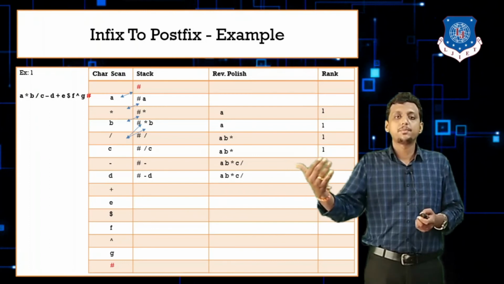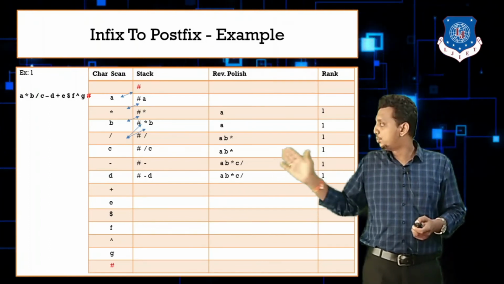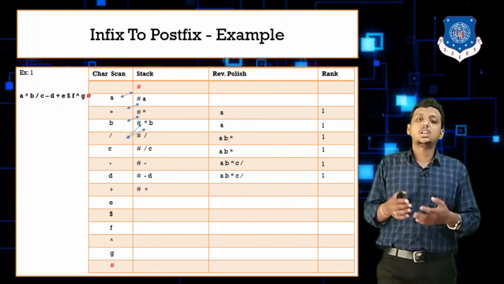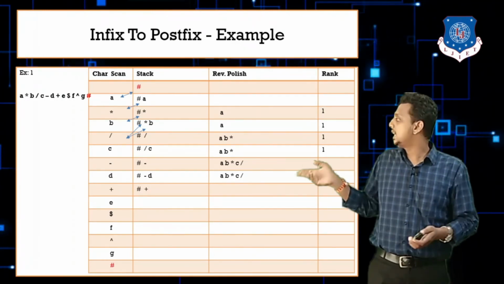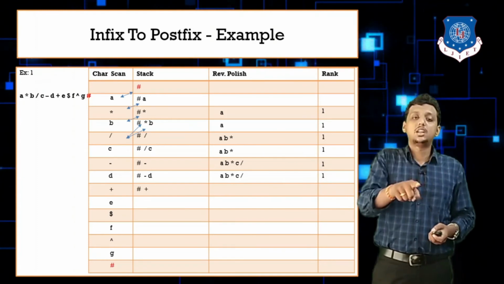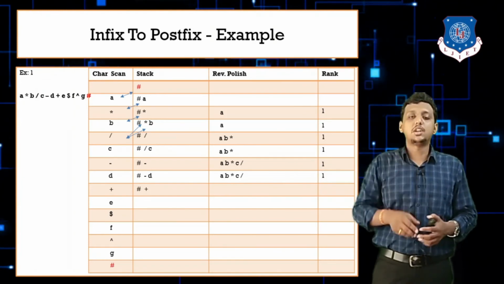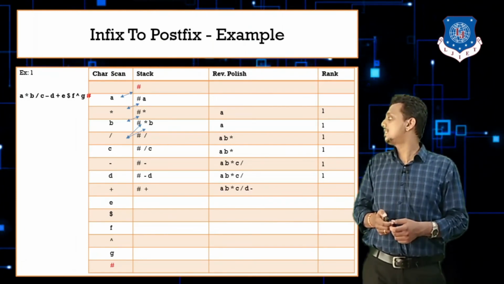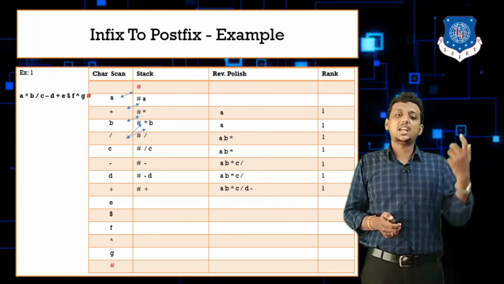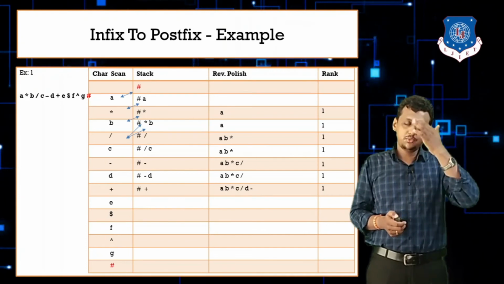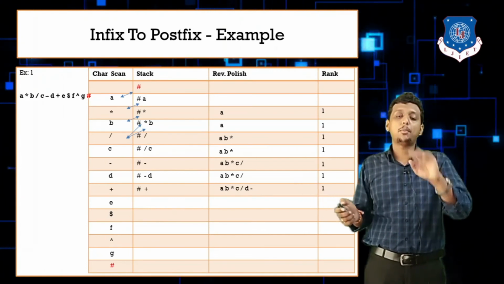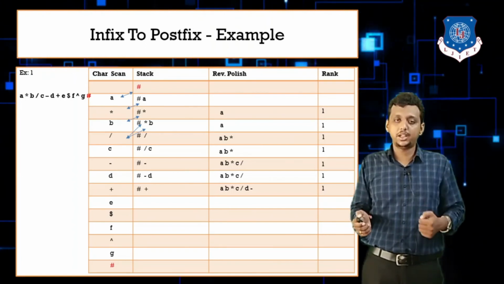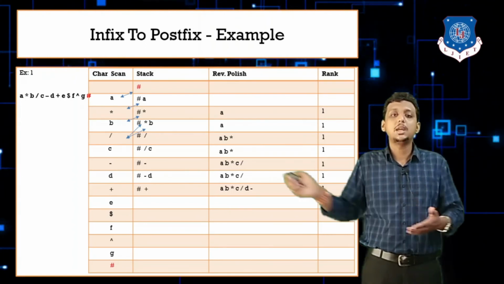Plus is pushed, I just need to push plus over there. It becomes hash and plus. And whatever I popped out, D and minus, are appended to the reverse polish string. So here we have A, B, star, C division D minus. The rank remains 1 as it is, because if you calculate A, B, C, D, there are 4 operands, and then division, star and minus are 3 operators. It becomes 4 minus 3, 1.